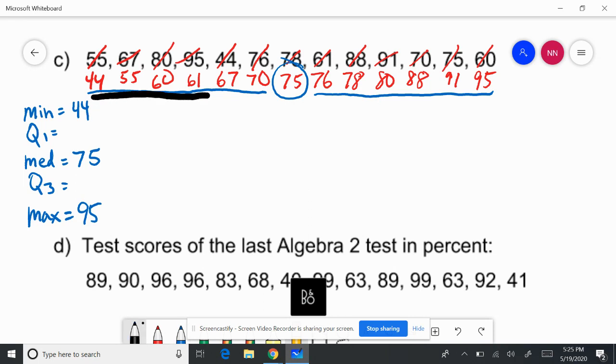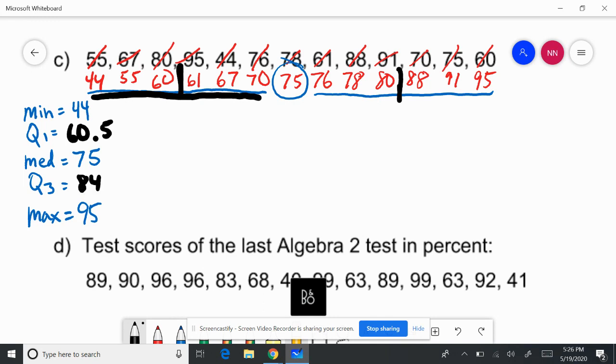So with this first half, there's 6 numbers, so it's in between 60 and 61. So that right there would be 60.5. Then we're going to look at the middle for the second half of the data. So that would be in between 80 and 88. So in between 80 and 88 would be 84.